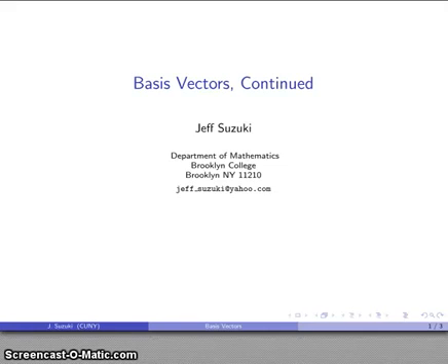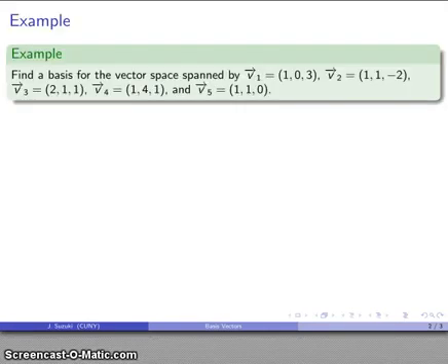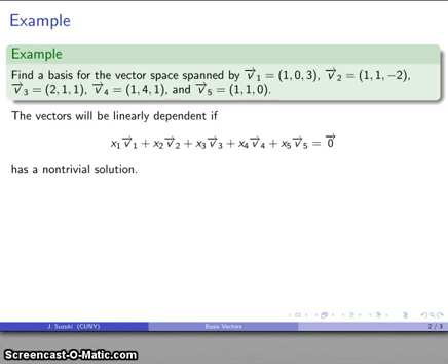All right, so let's try to find another set of basis vectors and see if we can try to generalize our process. So again, we'll take a vector space spanned by the vectors v1, v2, v3, v4, and v5. And again, the vectors will be linearly dependent if I can find a linear combination equal to the zero vector with a non-trivial solution.